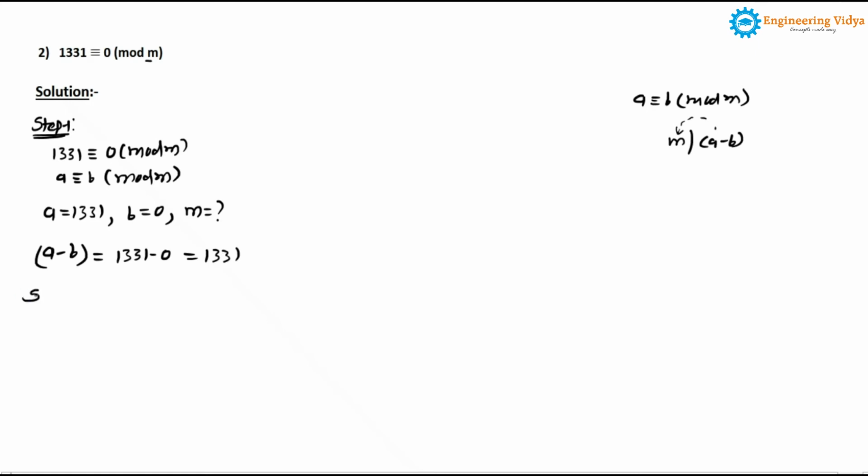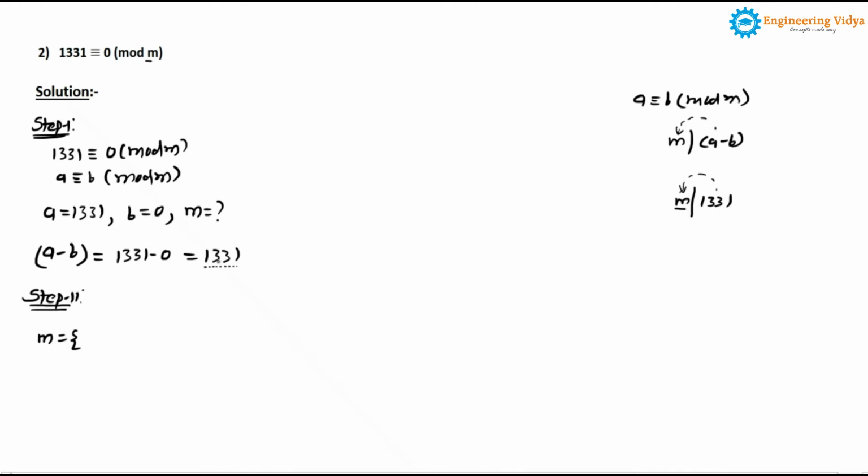So now we'll go to step number 2, and at step number 2, we have the value of a minus b, which is equal to 1331, right? And here we need to find the value of m. But the rule says that 1331 will be divisible by m, right? Here m will be the number that can divide 1331. So in that case, to calculate m, we'll find all those numbers that can divide 1331, right? I hope the things are very clear to you now.